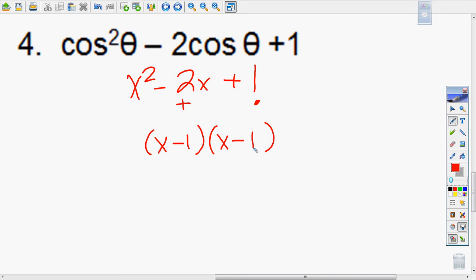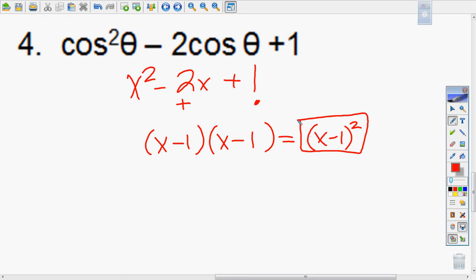Can they be positives too? No, because I wouldn't get a middle negative. If they were both positive, then my middle would also be positive. My b term would have to be a plus 2x. Okay? So because I have two of them, it condenses down to x minus 1 squared as its factor form.